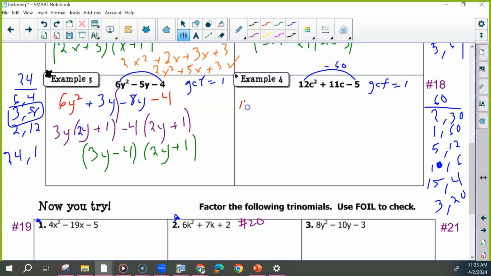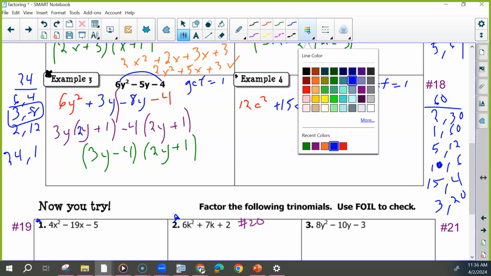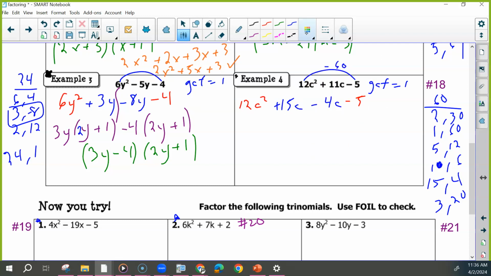So rewrite this. 12c squared. Doesn't matter which one you put first. Let's say I put plus 15c minus 4c. And split that down the middle. What do those first two have in common? 3 and c. What's left? 3c minus 1. 4c. There you go.